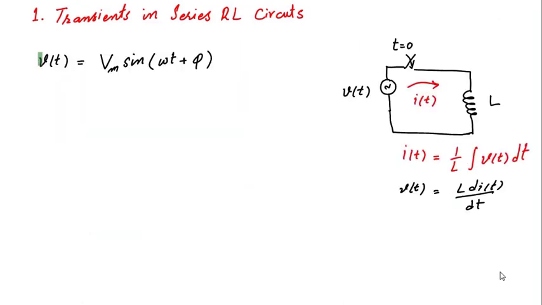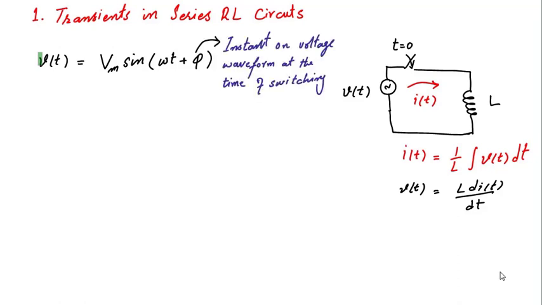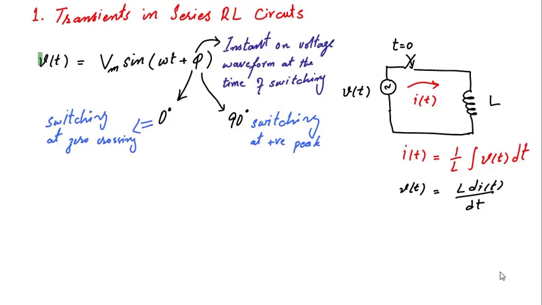If the applied voltage v(t) is equal to Vm sin(omega t plus phi), here Vm is the peak value, and omega t is the time varying portion. As t changes, this angle will change, so the sinusoid will change its magnitude, and this angle phi is the instant on the voltage waveform at the time of switching. So in the first case, when the switching took place at the zero crossing, phi will be 0. And in the second case, as we have seen in the previous slide, the switching took place at the positive peak where the value of phi was 90 degrees.